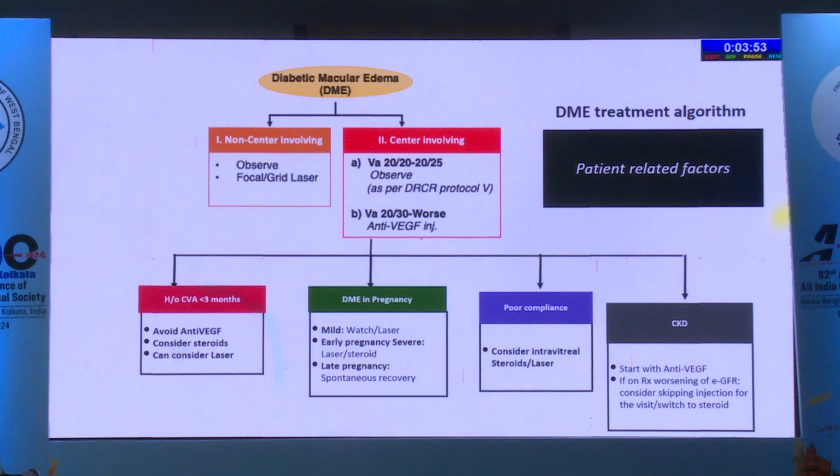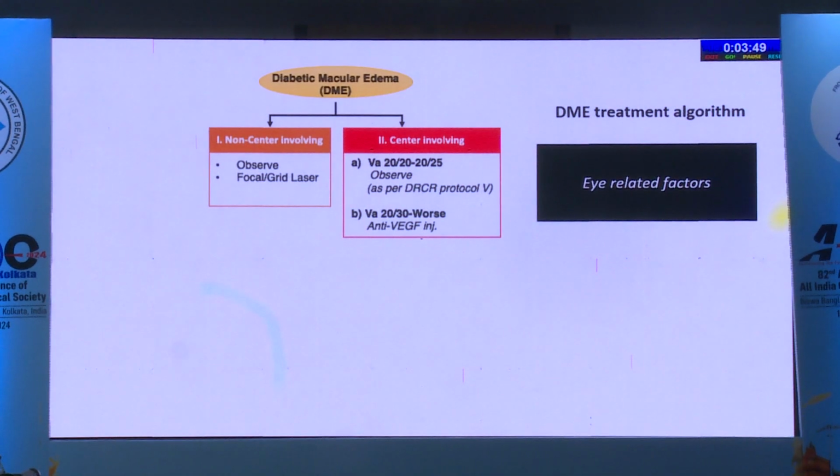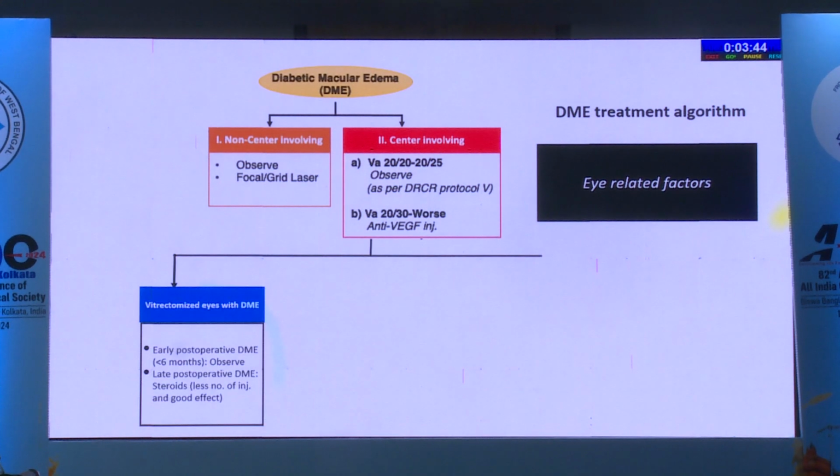If it is worsening, you can give a break and then continue again. There are also some eye-related factors which govern what agents to use for DME. So if you have a vitrectomized eye, you know that the vitreous sump is not there. These are the cases. If it's an early edema, you can still watch.